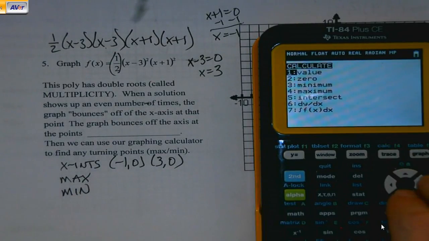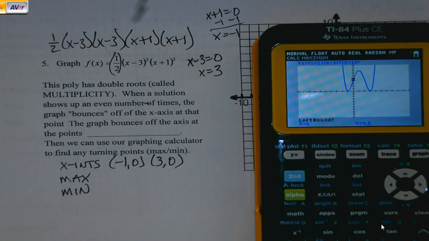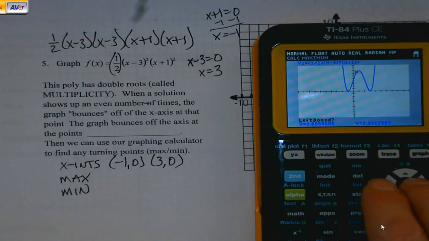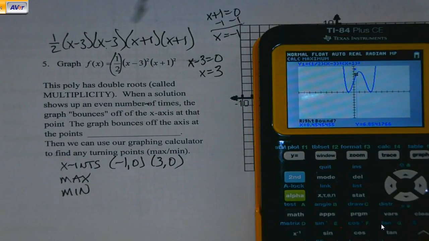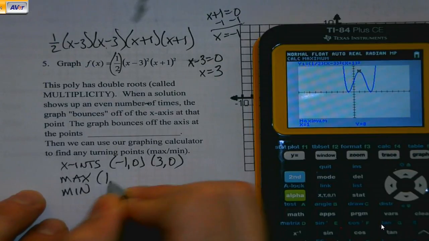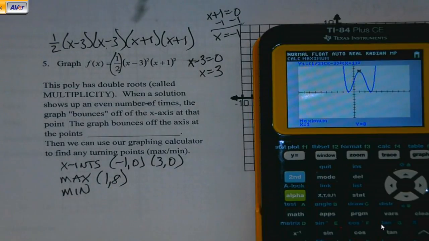Second trace. I wrote max first, so we'll do max. Okay, top of the hill. Once I'm at the mountaintop, 1, 2, 3, 4 to the left. First boundary. 1, 2, 3, 4 to the right. Enter. One more time. Max is at 1, 8.